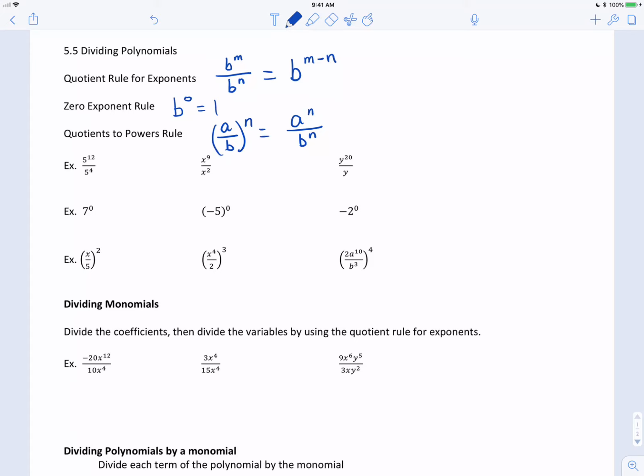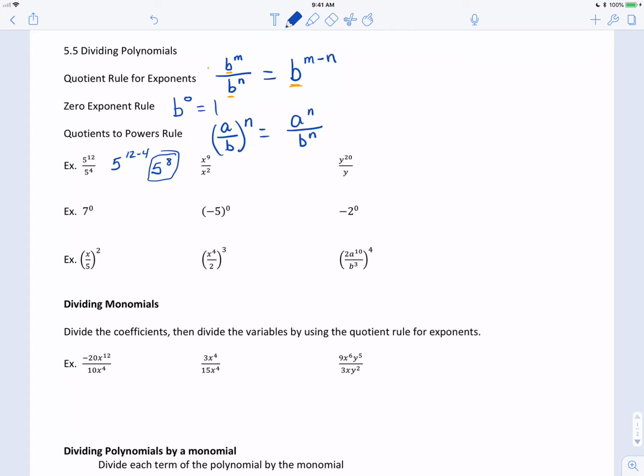So 5 to the 12th divided by 5 to the 4th. Well, remember when we did our rule up here, the base stays the same. It does not change at all. So that is still 5. And then we subtract our exponents. 12 minus 4. Well, 12 minus 4 is 8, and it's always top minus bottom. Okay, always top minus bottom.